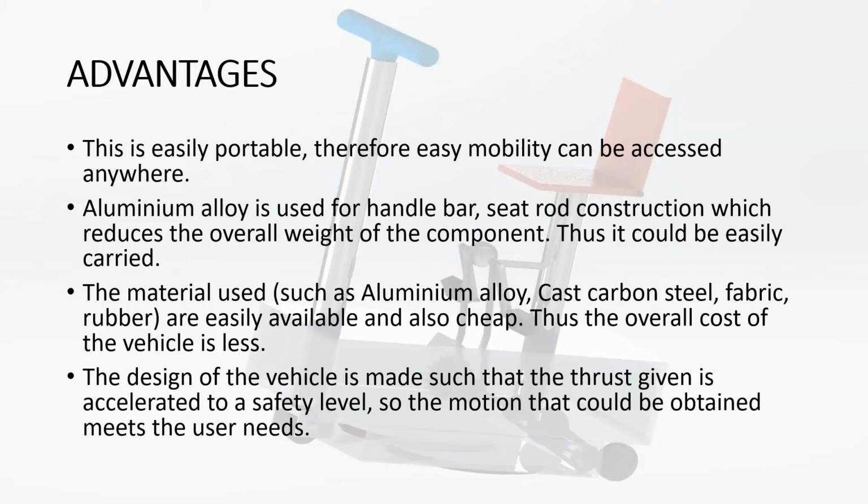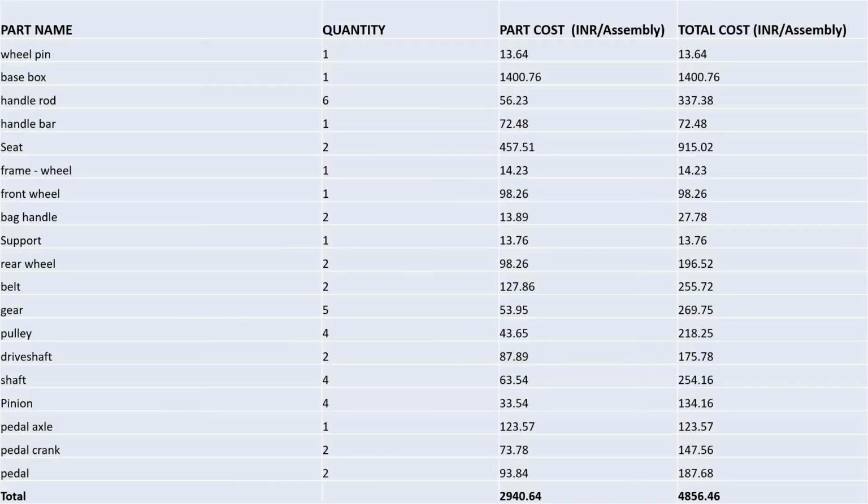Now let us see a rough cost estimation done using software, that is SolidWorks. Here we could see the basic parts that are used in this design, and the total estimation of this component assembly sums up to 4856.46, which is almost 5000. That is the normal cost of a cycle, but it has many features that a cycle doesn't have and could bring easy mobility. Now let us move on to the design studies and the motion studies performed for this design.